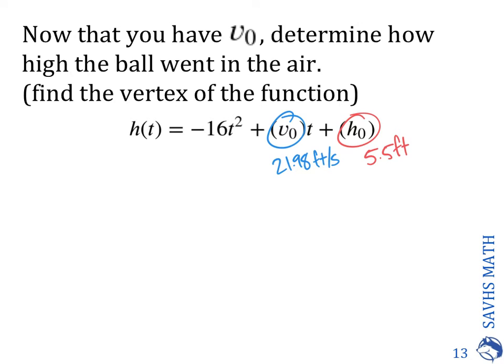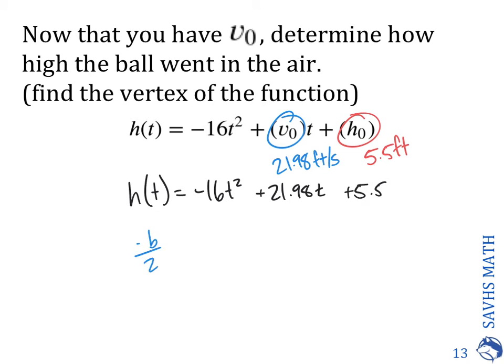Okay, so now, again, I'm going to rewrite this whole thing with the numbers that I know, and then I'm going to use my vertex process to figure out the maximum height of the function. So h of t is equal to negative 16t squared plus 21.98t plus 5.5. And again, I'm going to do negative b over 2a, h of negative b over 2a.